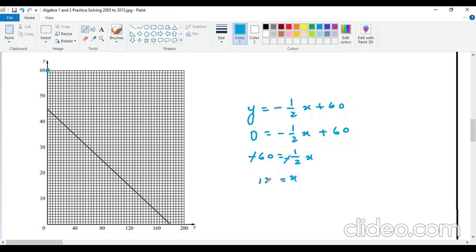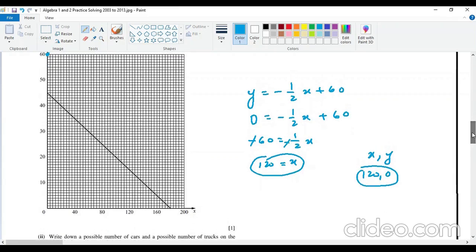That means when x is 120, y is going to be 0. So your second point is going to be at 120 over here, exactly here. Joining these 2 points will draw a straight line, something like this. Okay, this is going to be your answer.